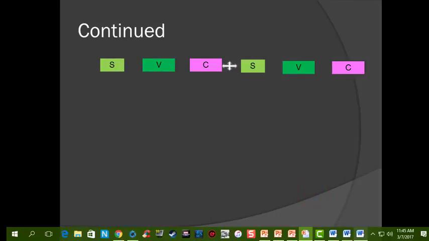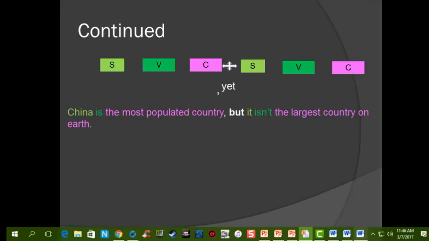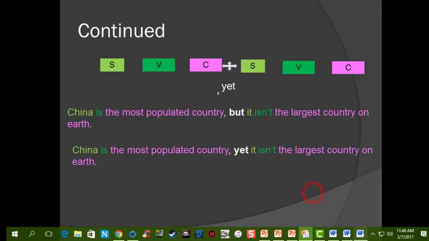And that connector is called yet. And it also has a comma. Yet is very similar to but. For example, China is the most populated country, but it isn't the largest country on earth. It has the exact same meaning as but. So I can say, China is the most populated country, yet it isn't the largest country on earth. So you're going to see yet in academic writing often. Alright, so let's move on.